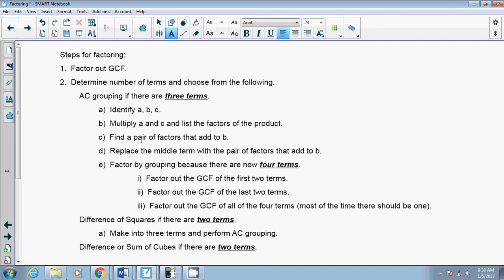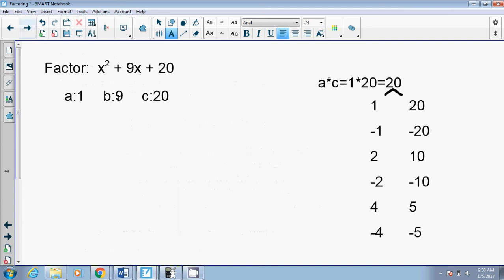So next thing I need to do is find a pair of factors that add to B. My B is 9, so I'm looking for which of these add to 9. So I'm going to put a little plus sign between each of these, and I'm going to see which of these add to 9.